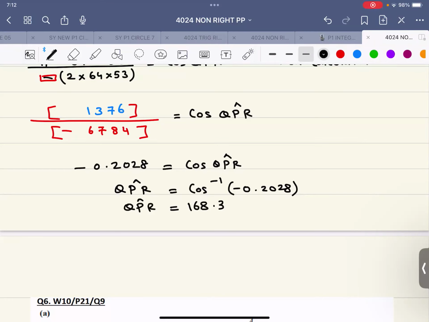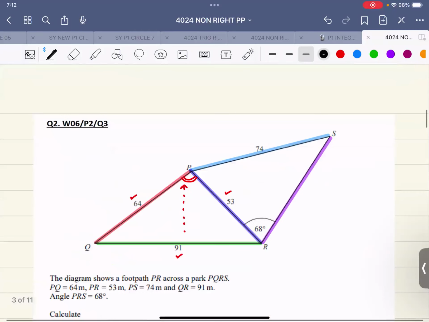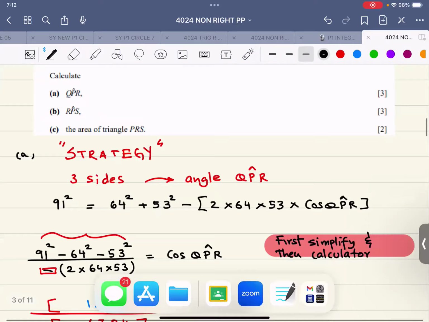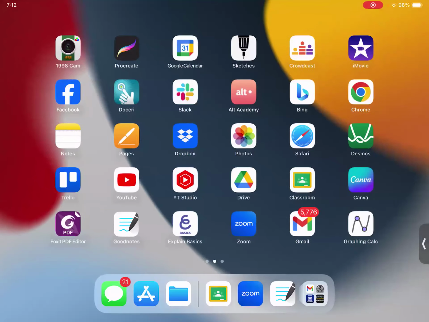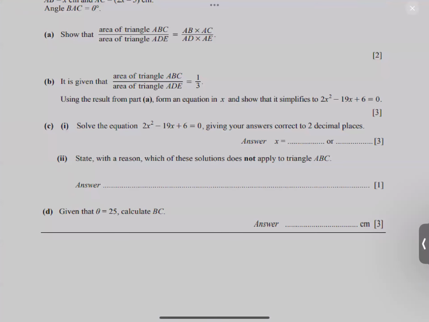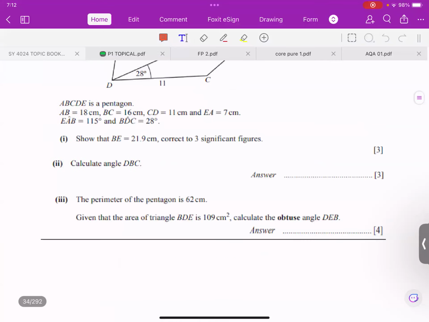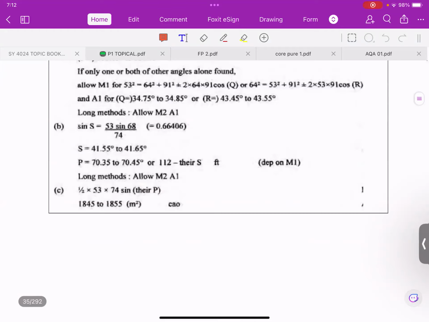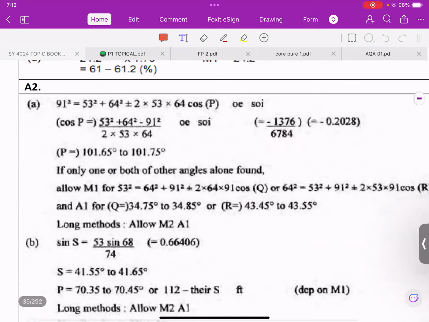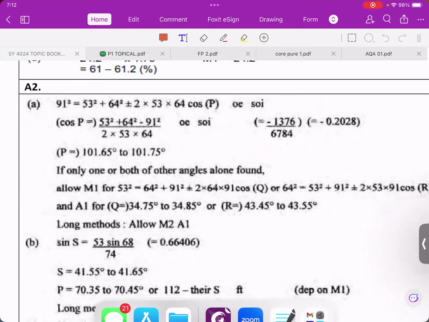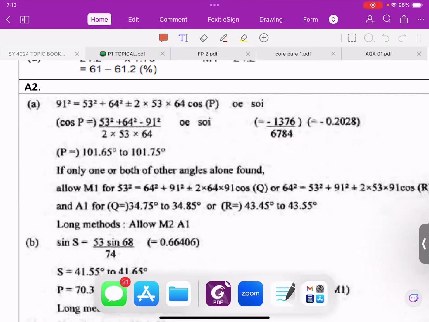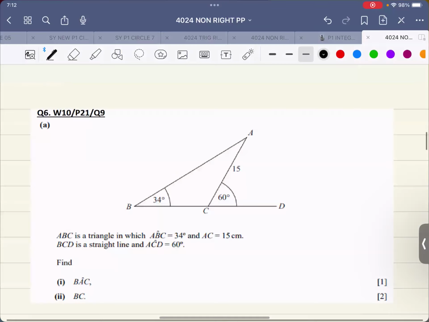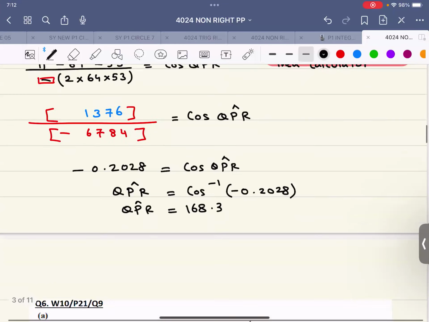So this is the answer that I've gotten from you. This is question number 2, the first part. Let me go over here. This is the exercise, question number 2. I think I made a mistake or something. If the working is perfectly good, this is 101.65. Let me write it down. This is 101.65. Just double check this.